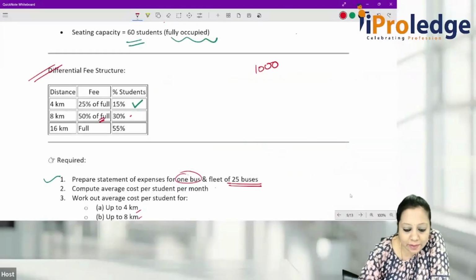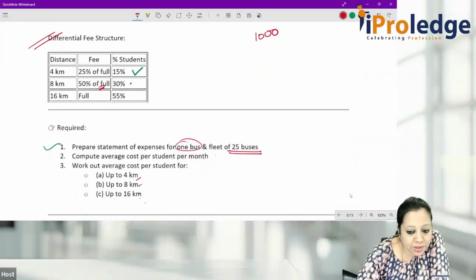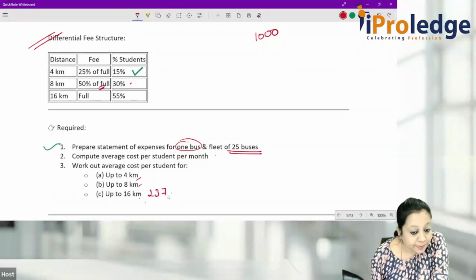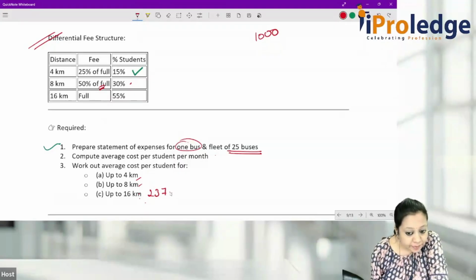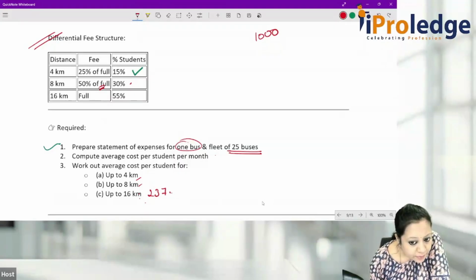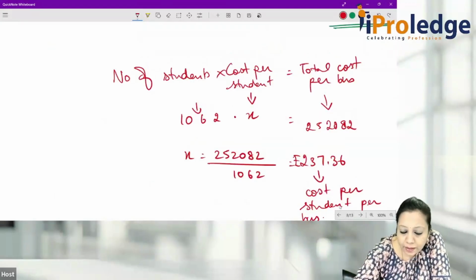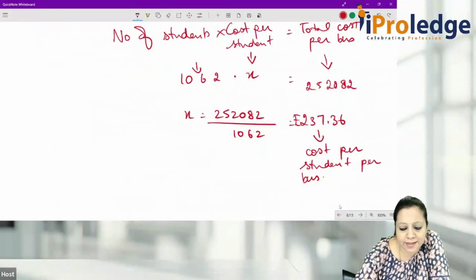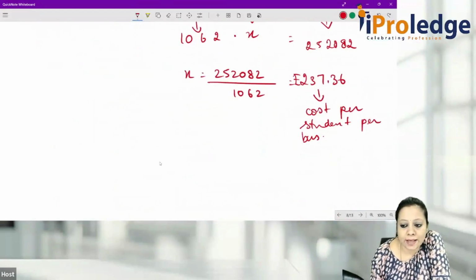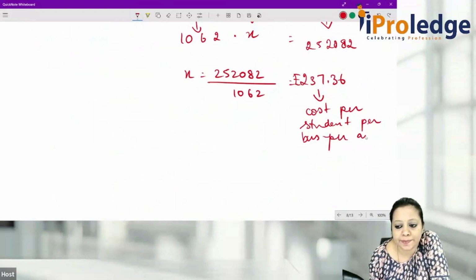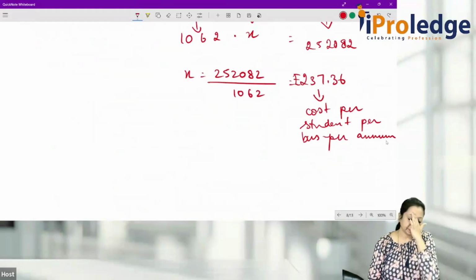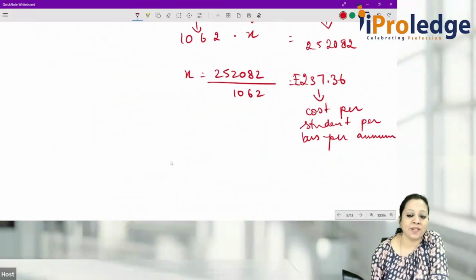Next, what they have asked here in the question. Work out the cost per student. Okay. This already we saw. This full charge is only 237 points. Oh, yeah. Actually, they have asked per month. Yes. So you can say this is per annum. You can divide it by 12.